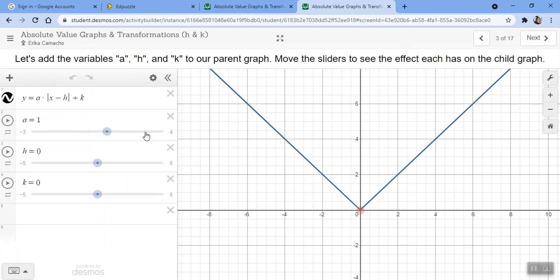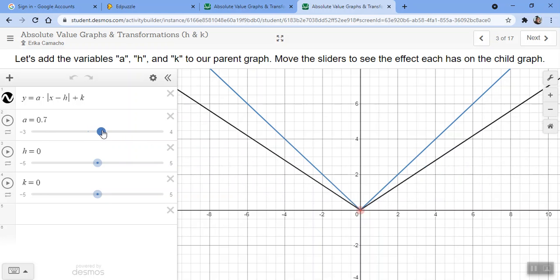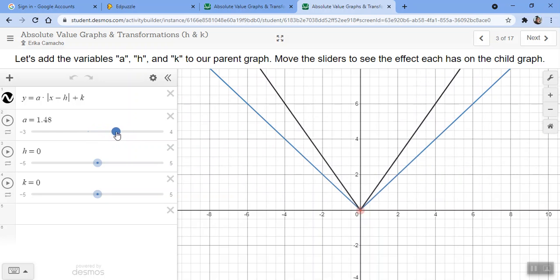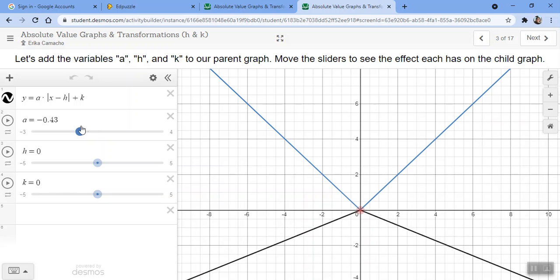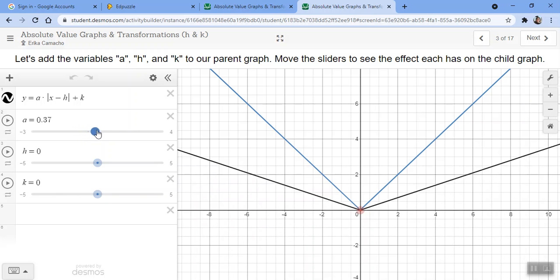On the next slide, it's just asking you to play with the sliders. We can see a is in front of the absolute value, h is on the inside of the absolute value, and the plus k is on the outside. As I move the sliders, you can see a either makes it skinny or really wide, or if it's negative, it turns it upside down, which is a reflection over the x-axis.